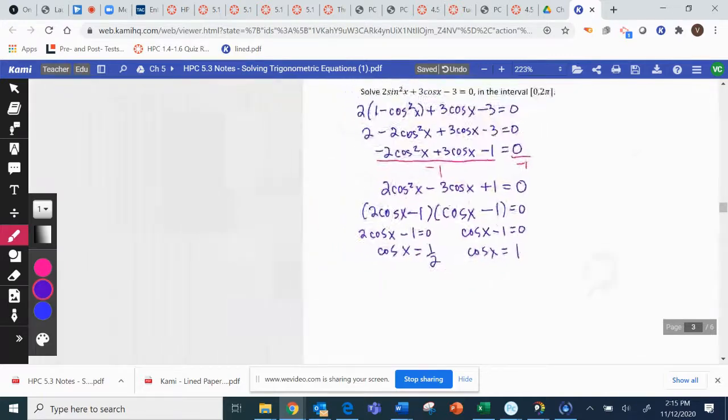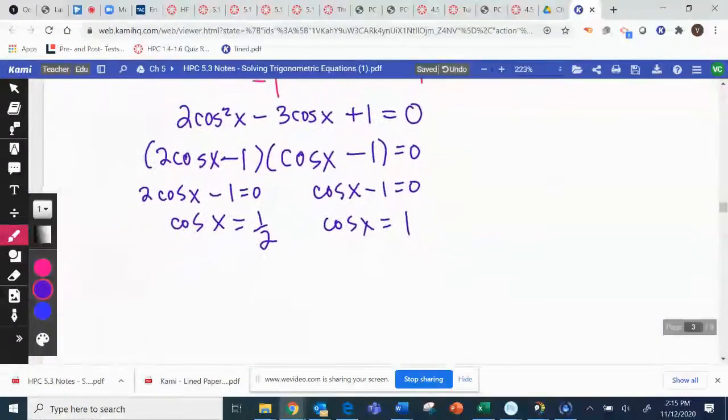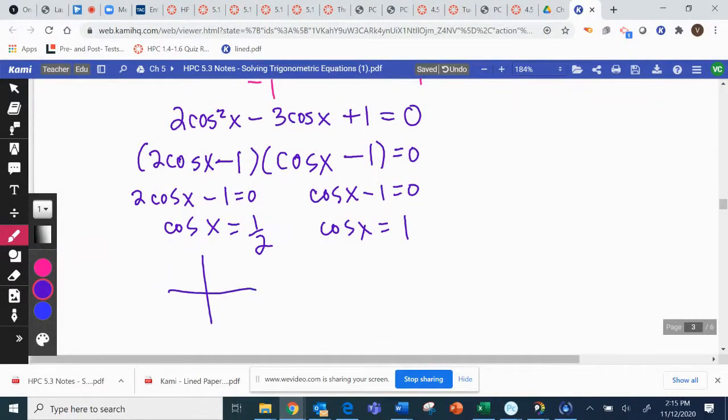How am I writing my answers? Oh, the interval. So where is cosine x a half? Where is cosine x a half? Sanjay. Pi over what? 2? At 90 degrees? No. It's got to be a 30, 60, 90. No, it's not 30. Pi over 3. And what's this one down here? 5 pi over 3.